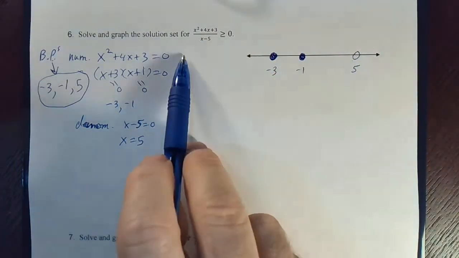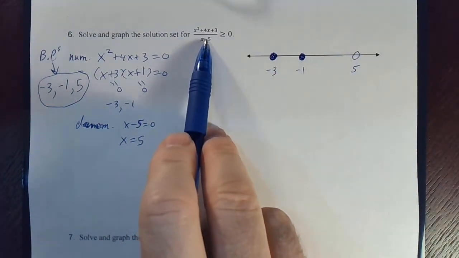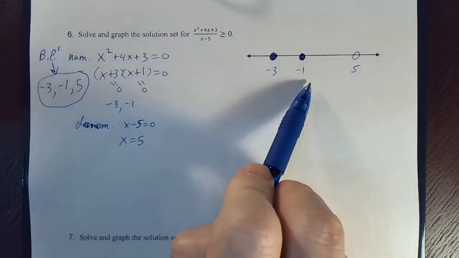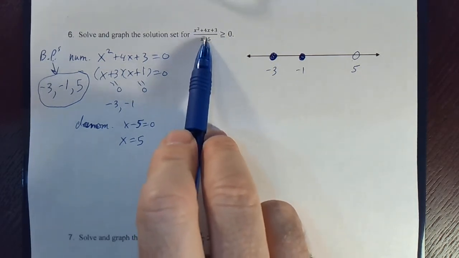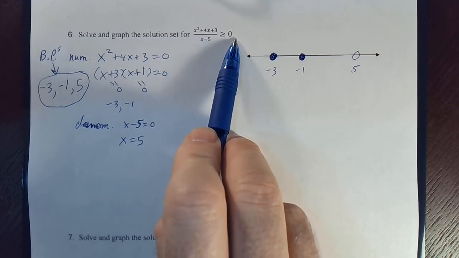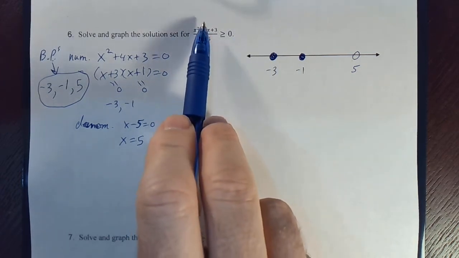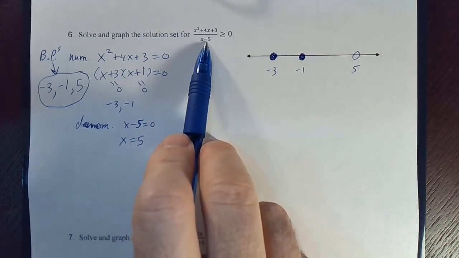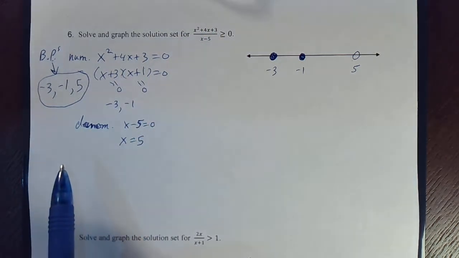If you plug in -3, you're going to get a 0, and 0 is greater than or equal to 0. If you plug in a -1, you're going to get a 0. 0 is greater than or equal to 0. But if you plug in a 5, you're going to get something divided by 0, which is not even a number. It could not possibly be in the solution set.